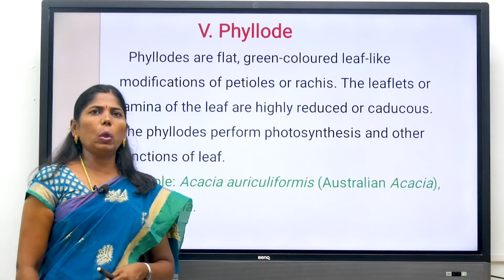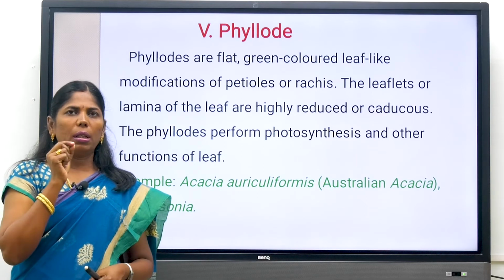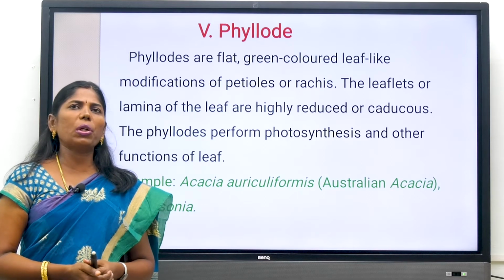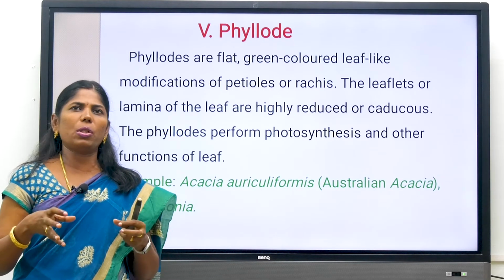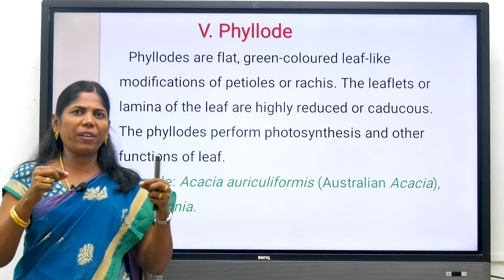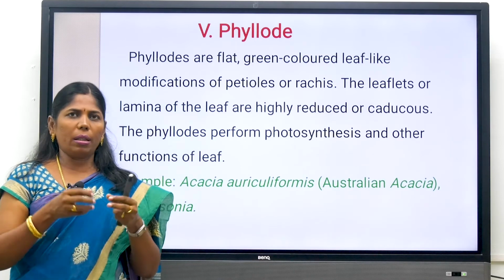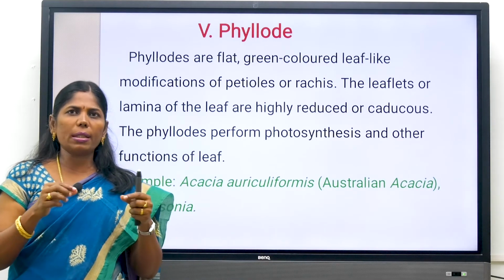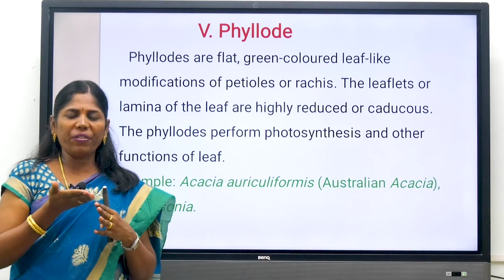Next one is phyllodes. Which part is modified into phyllodes? Actually the petiole is modified into the phyllode. Where is the petiole? The petiole connects the lamina and the stem or branches. That region is flattened, or sometimes cylindrical in shape. In phyllodes, the petiole is flat and green in color, a flat leaf-like structure.